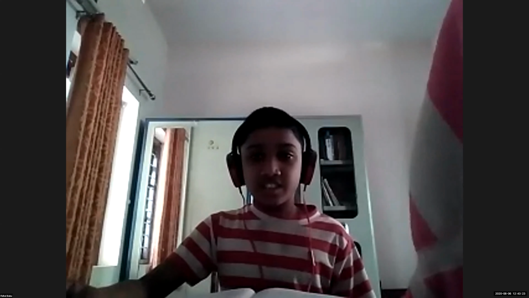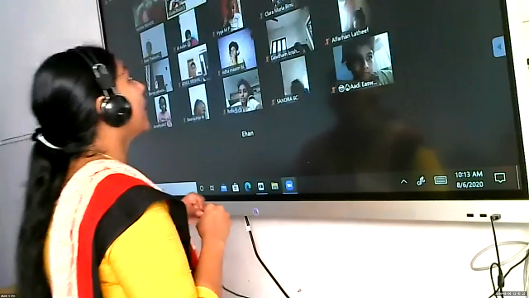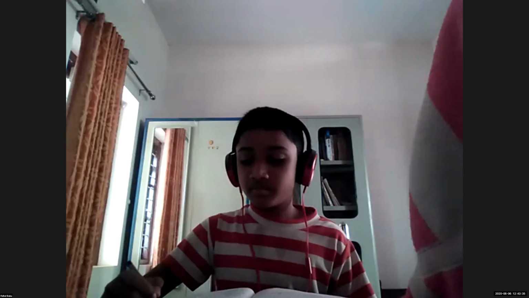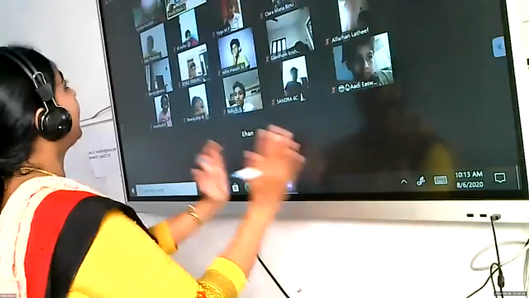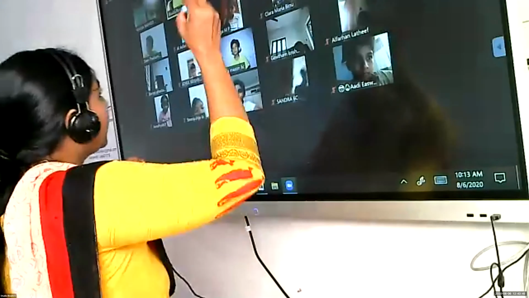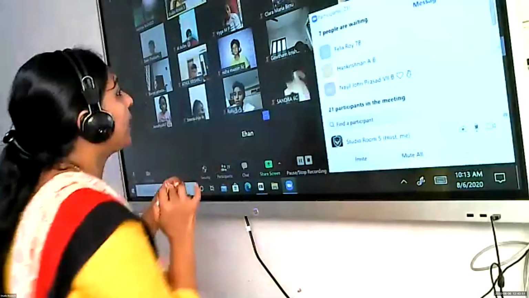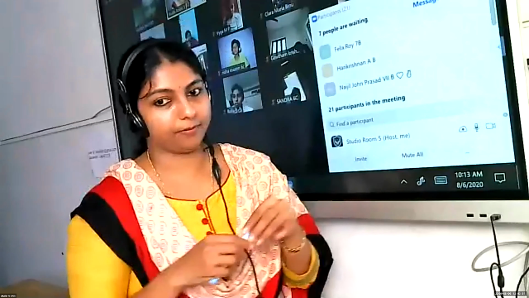The zero meridian is also called the Greenwich meridian. It passes through Greenwich in the United Kingdom. Greenwich is a city in the United Kingdom, right? So this line is passing through that city, Greenwich. That's why it is called the Greenwich Meridian. The circle is passing through Greenwich. Clear? Yes, ma'am.